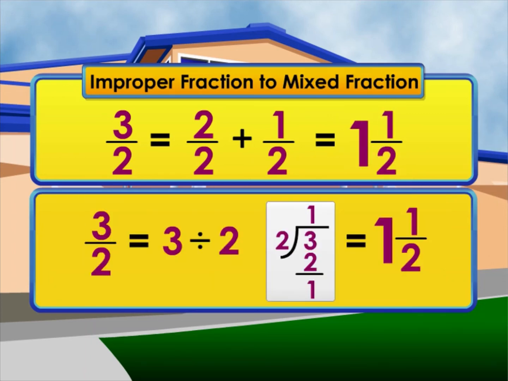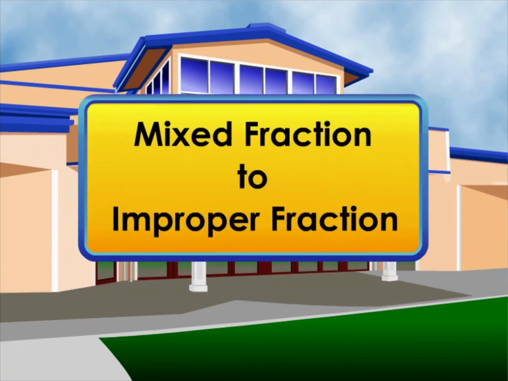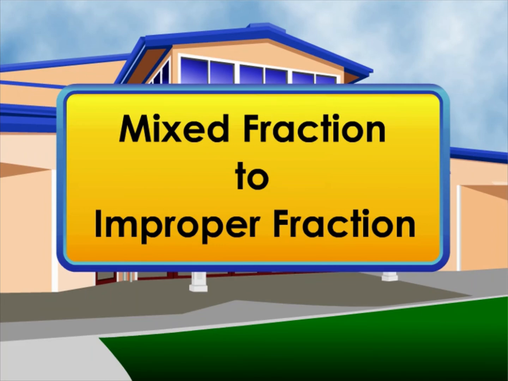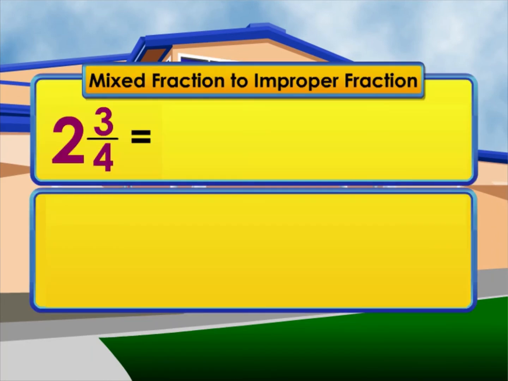For example, divide the numerator 3 by the denominator 2. 3 divided by 2 is 1 and 1 is the remainder. Mixed fractions can also be written as improper fractions in 2 simple methods. The first method that you may apply is to convert mixed fractions using addition.